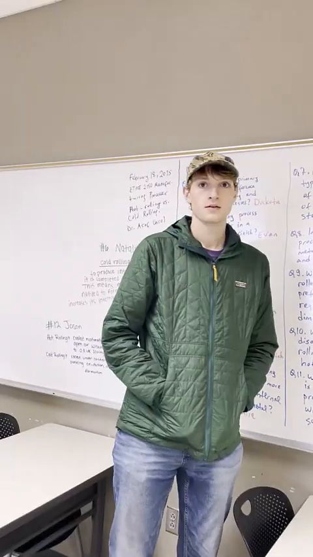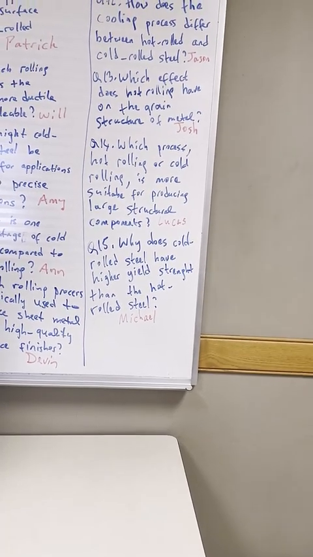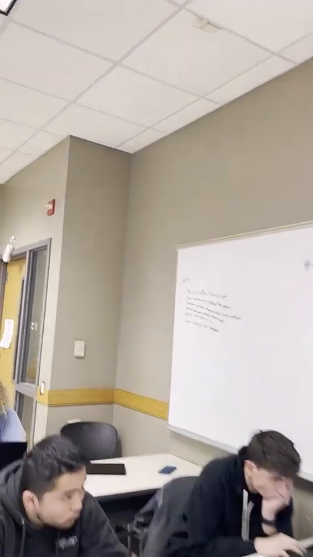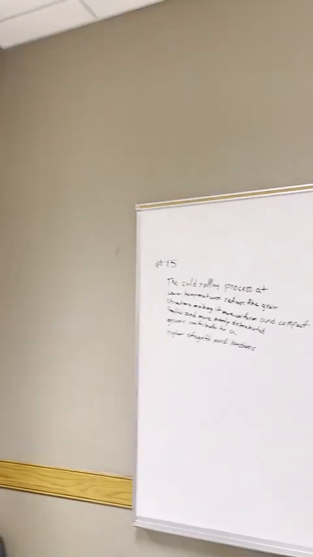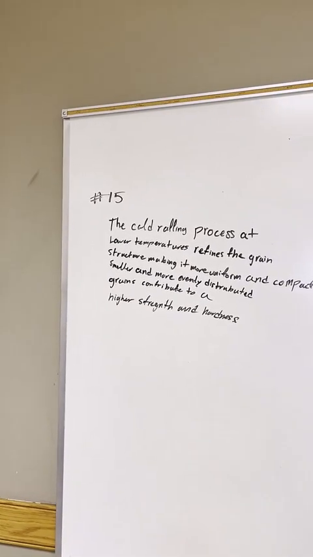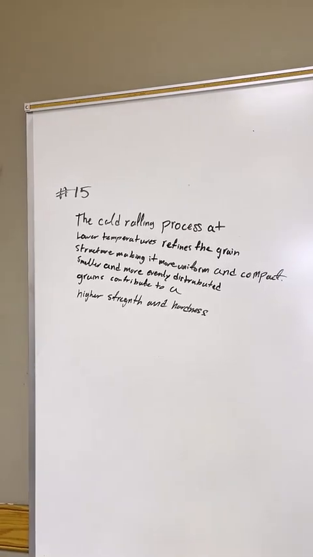I had question 15. Why does cold rolled steel have higher yield strength than hot rolled steel? My answer is that the cold rolling process at lower temperatures refines the grain structure, and that causes the steel to have a higher strength and hardness.